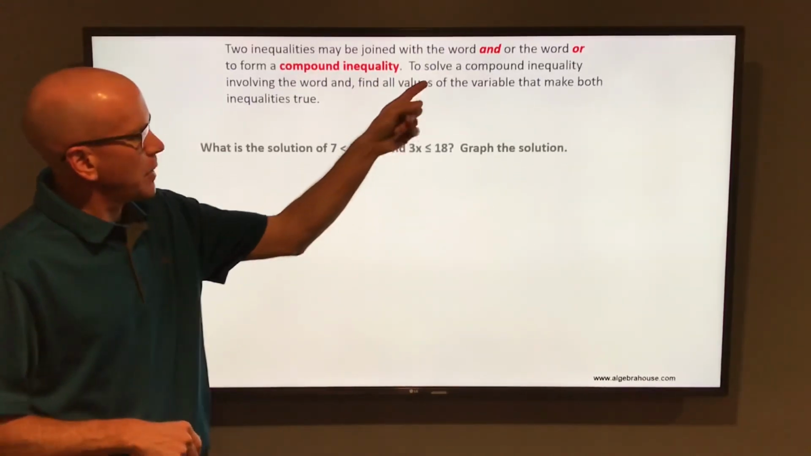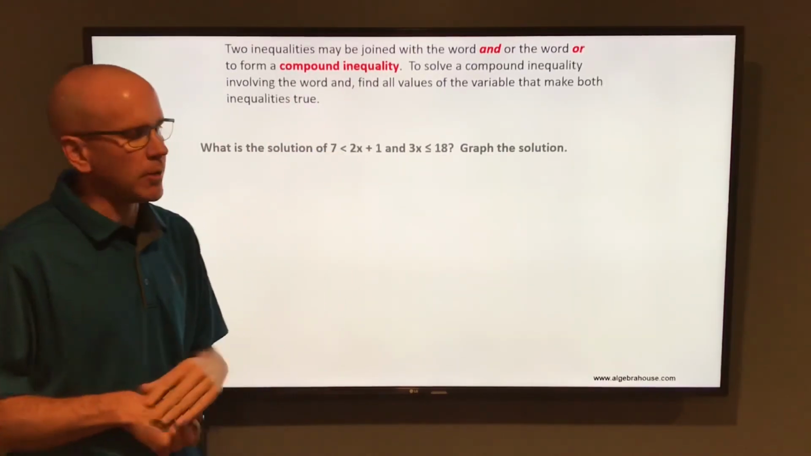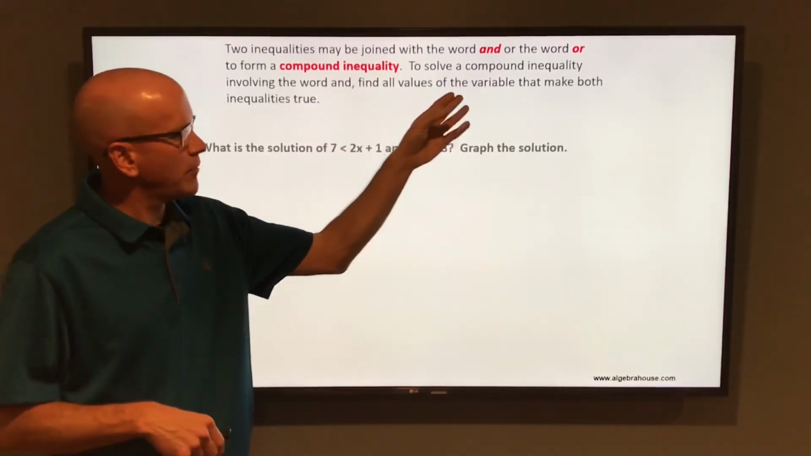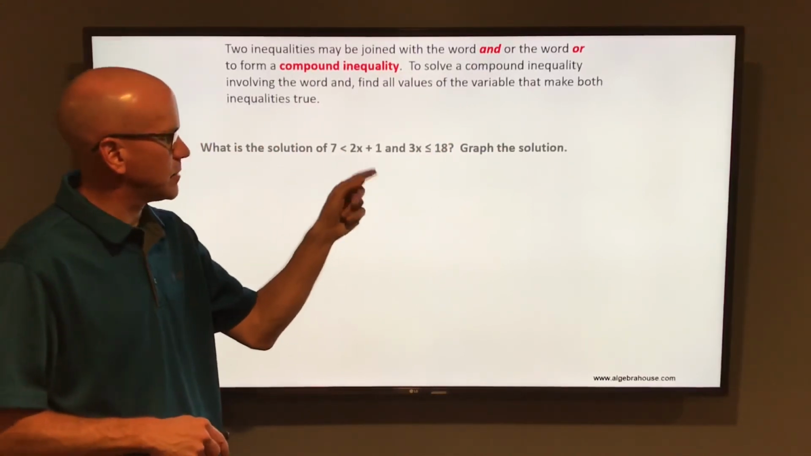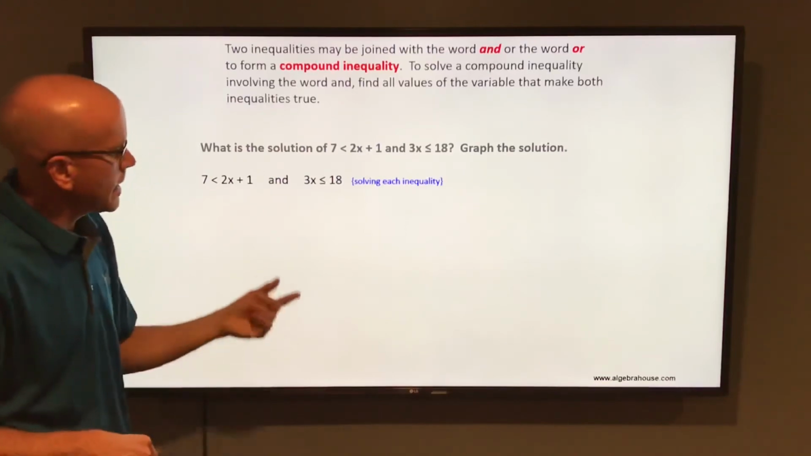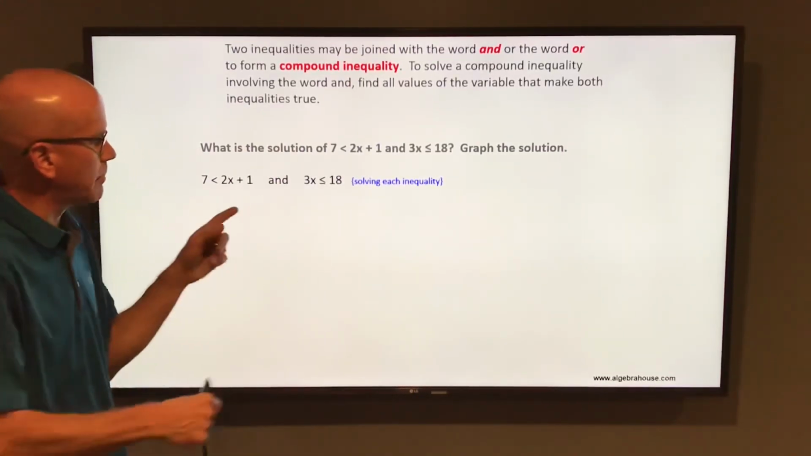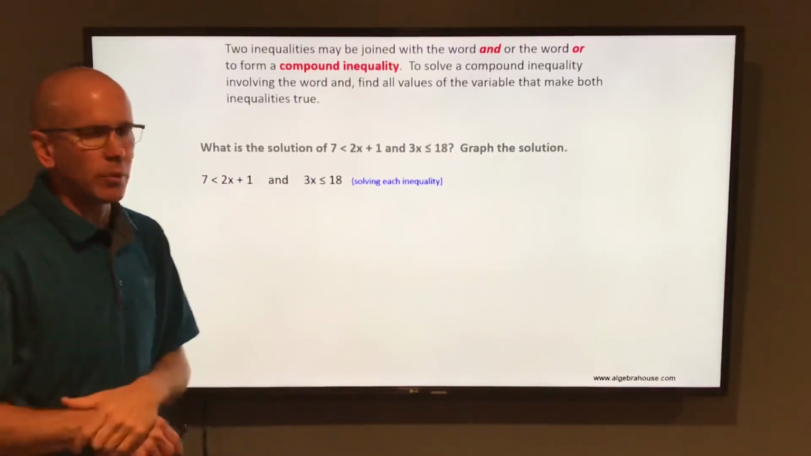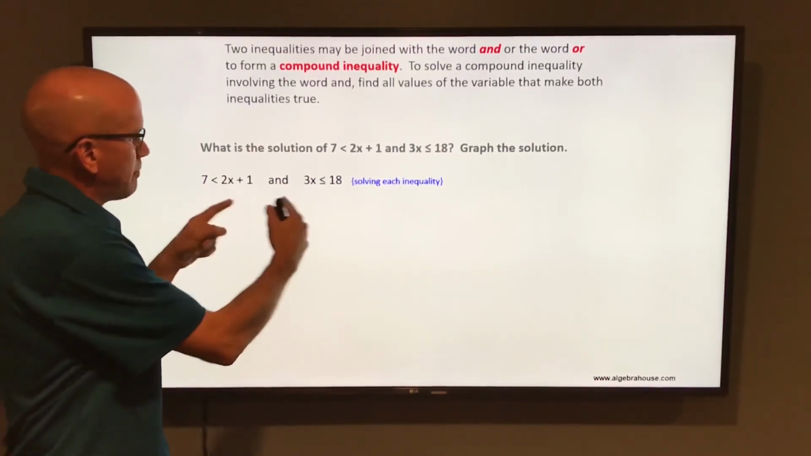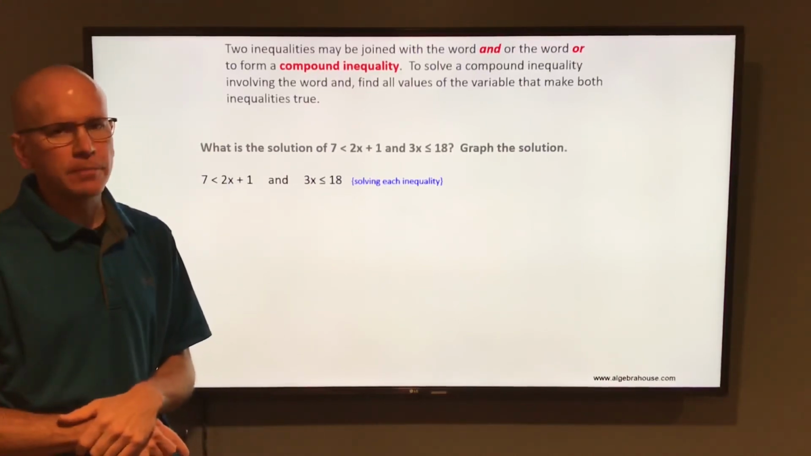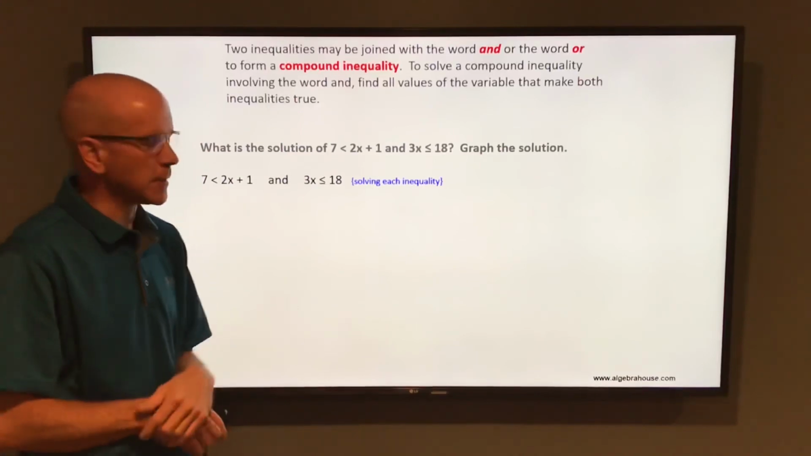To solve a compound inequality involving the word and, find all the values of the variable that make both inequalities true. So here we have 7 is less than 2x plus 1, and 3x is less than or equal to 18. That is a compound inequality involving the word and. So we're going to find all the values for x that make both of these inequalities true. Just like when you say he's tall and smart, it means he's both of those things.